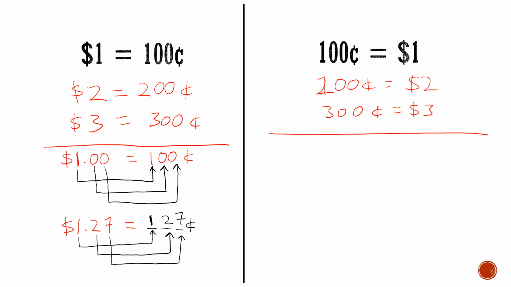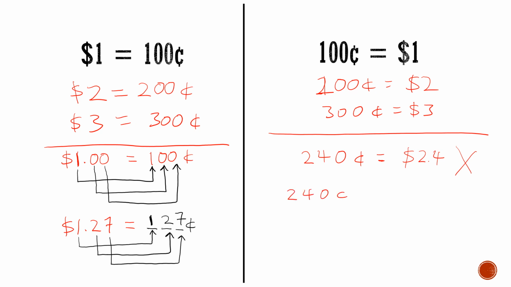I'm going to try this example on the other side. Let's say I have 240 cents. How many dollars is that? Now, some of you will make a mistake and say that is $2.4. This is wrong. Just remember that after a decimal point, there must always be two places. Let me explain to you why.